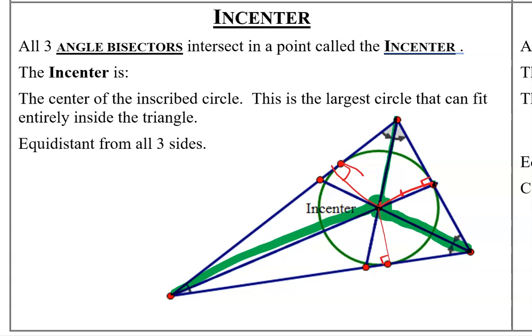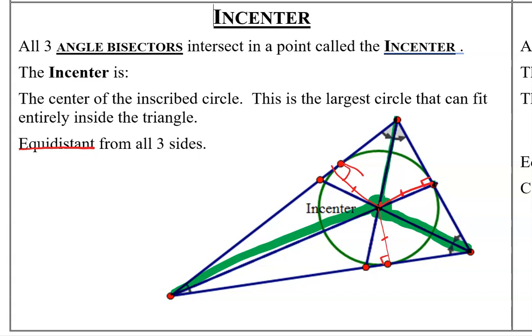All three of those segments, this terrible one up there and that one right there, are all radii of that circle. And since every radius is the same length within a circle, all three of them are the same length. That's why we say that this is equidistant, meaning it is the same distance from all three sides.